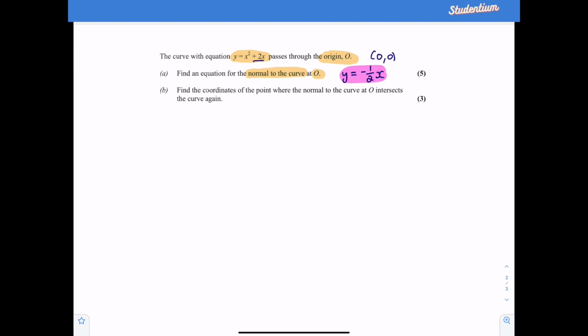Okay, so in part B, we're asked to find the coordinates of the point where the normal to the curve at O intersects the curve again. Whenever we're talking about points of intersection, I always know that the chances are this is going to be a simultaneous equation question. There are certain phrases in A-level maths which just mean something else, so it's all about getting clever to that and understanding that that happens. In this case, I know that y equals x squared plus 2x, and I also know that y equals minus a half x from what I just got in part A.